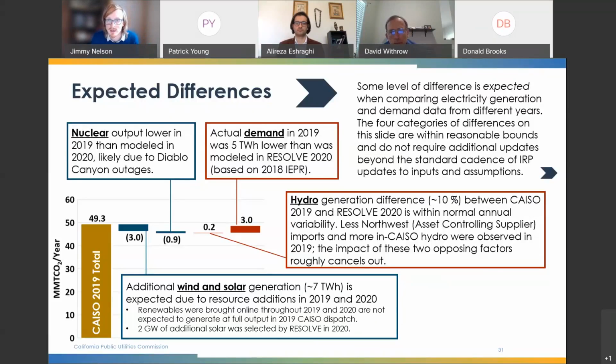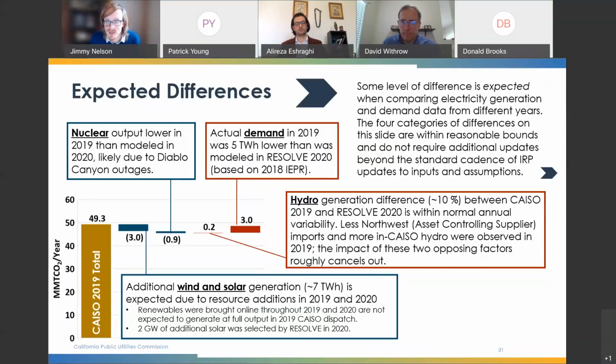The next one is nuclear. We observed that there was a Diablo Canyon outage in late 2019 that was likely not representative of the long run average. So that creates a small difference in emissions because there's less greenhouse gas free generation than we modeled in Resolve. We think it's probably not material and expect Diablo to be up and running smoothly in the future.